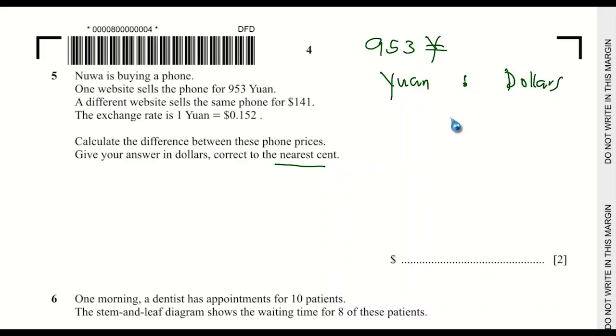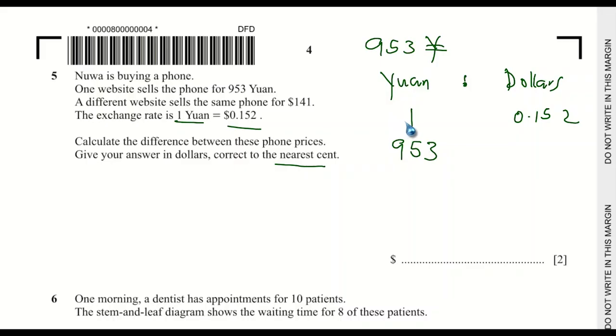So that will be 1 to 0.15, 0.1, 0.152. So as given here, right? So we need to know how many dollars is 953 yuan.